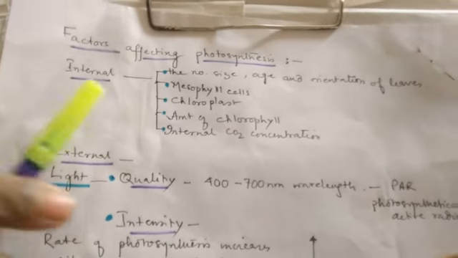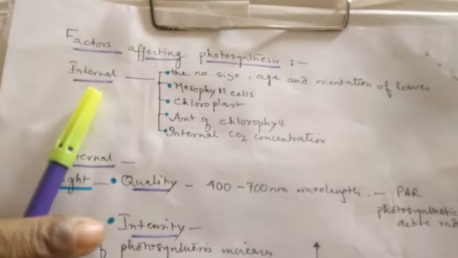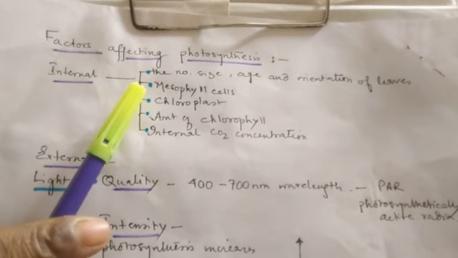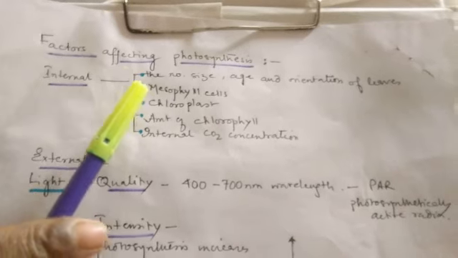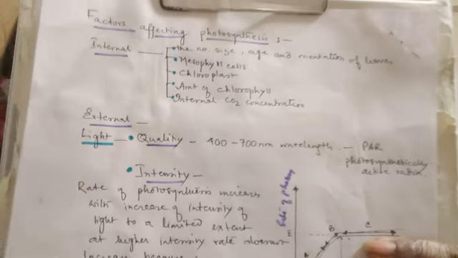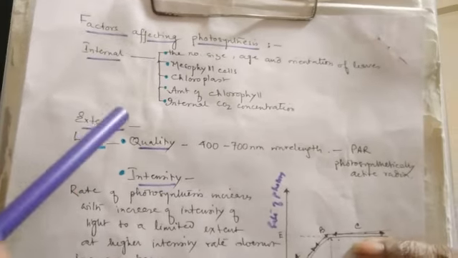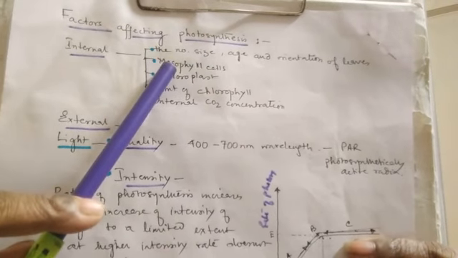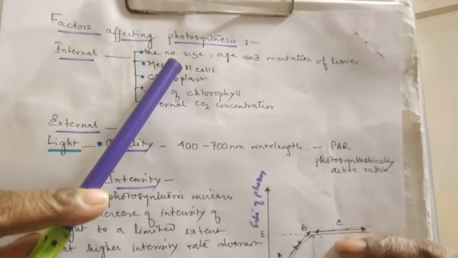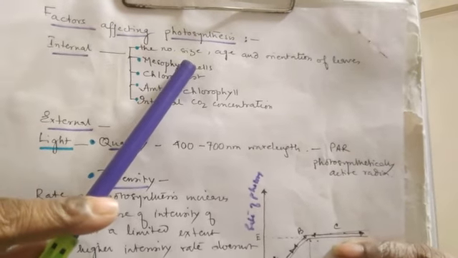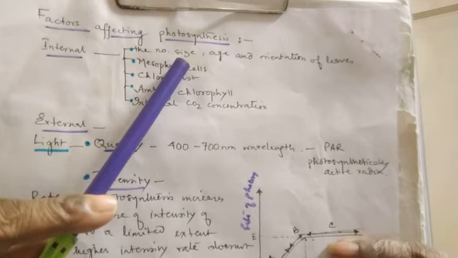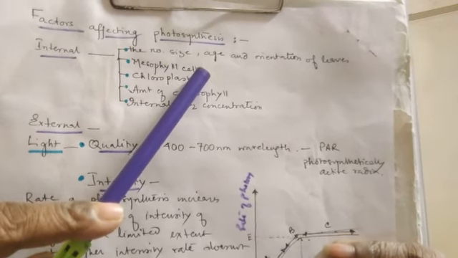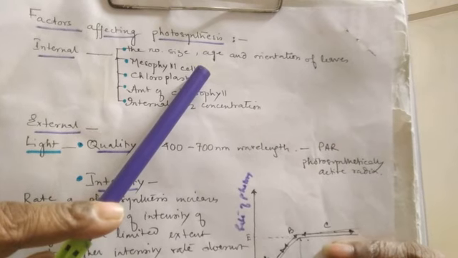So here are the factors. First of all, we will go for the internal factors. There are various internal factors that affect photosynthesis. Here you can see the internal factors, like the number of leaves: the more leaves, the more photosynthesis. Size of the leaves: the larger the leaves, the more photosynthesis. Age of the leaves: the more aged the leaves, the less photosynthesis.